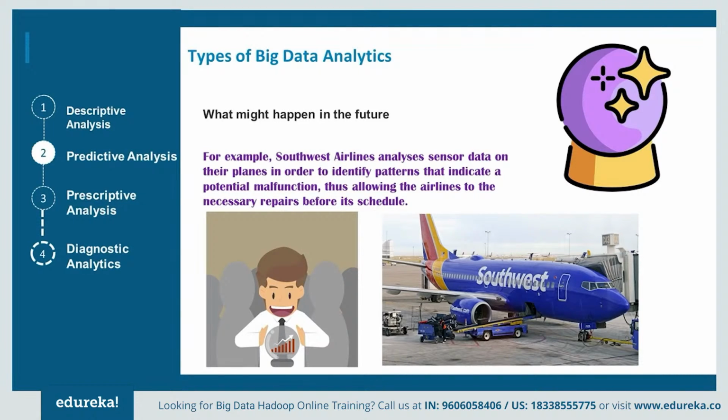An example of this type of analytics is Southwest Airlines. Southwest analyzes their sensor data on the planes to identify potential malfunctions or safety issues. This allows the airline to address the possible problems and then make repairs without interrupting the flights or putting the passengers in danger. So this is a very great use of predictive analytics to reduce their downtime and losses, as well as prevent delays and various other factors like accidents.